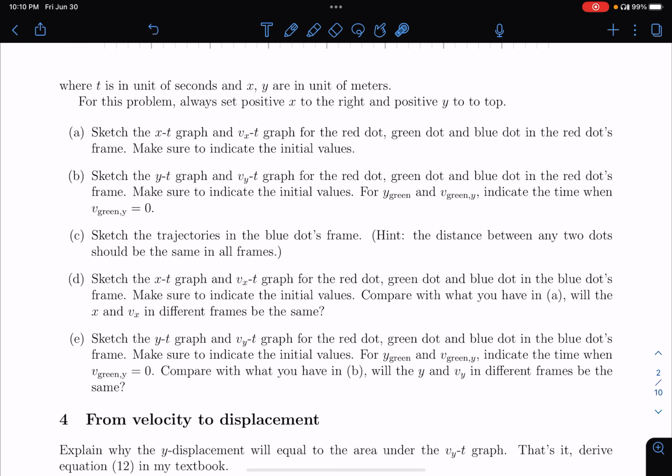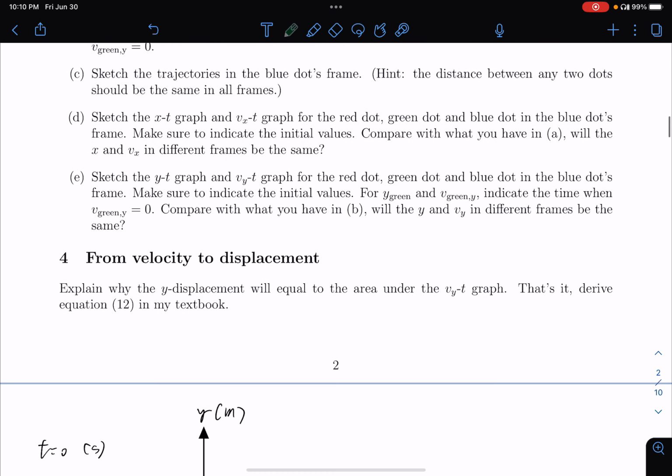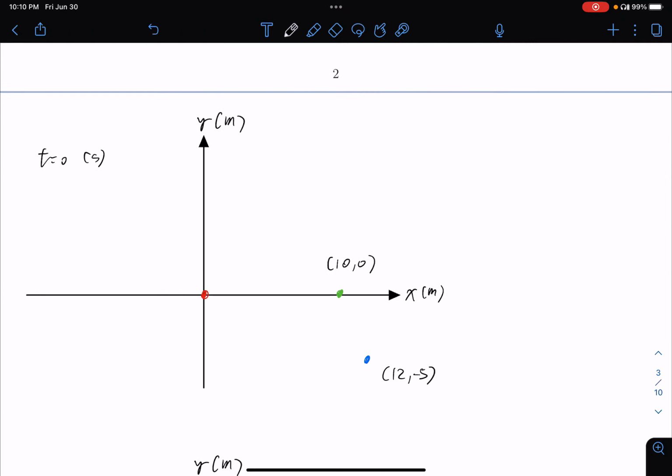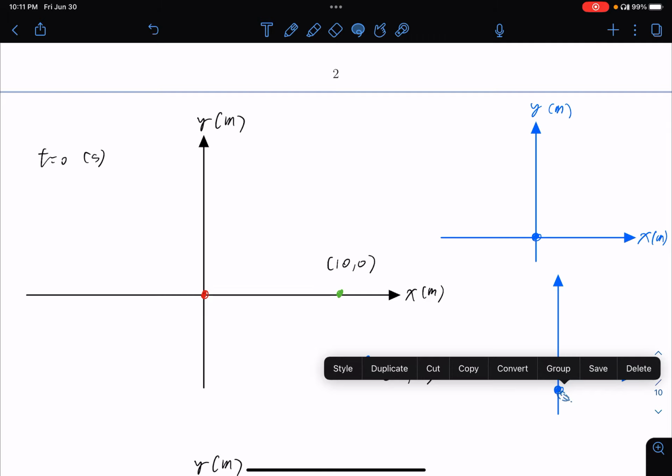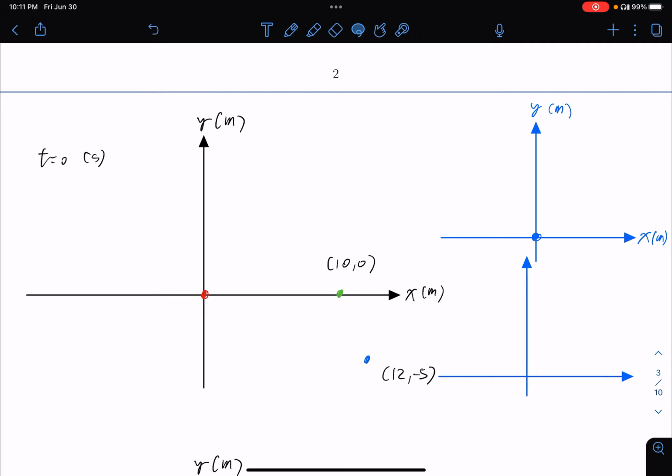Now the problem is how to go to the trajectory in the blue dot frame. So let's just look at t equals 0. When t equals 0, where will the blue dot think that the other dots are at? So let's draw out the blue dot frame. The blue dot frame, by definition, should have the blue dot always at the center. So when t equals 0, the blue dot frame should be at here. So you can see right now, blue dot is at the origin of the blue dot frame.